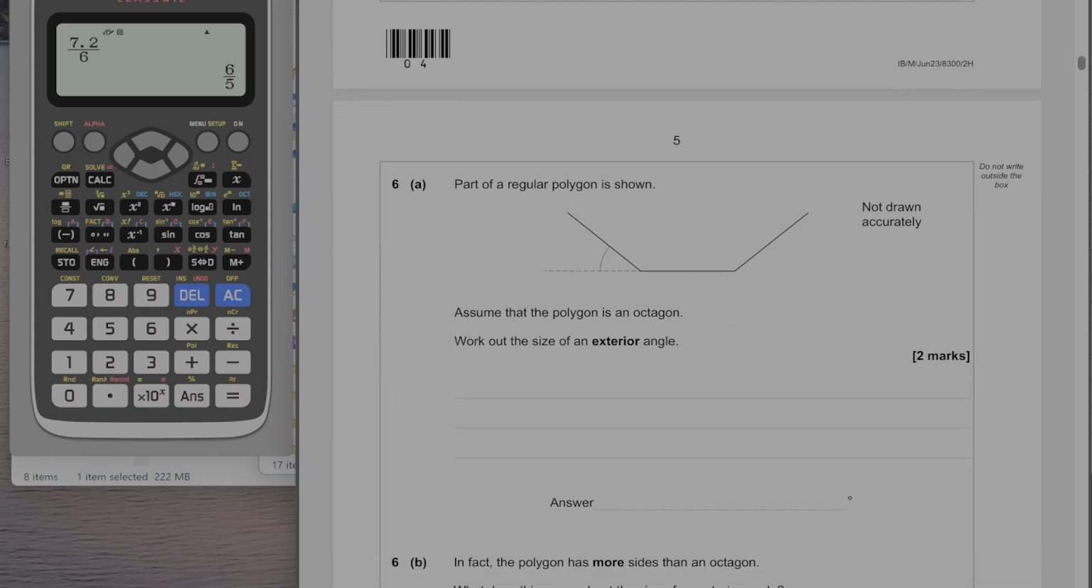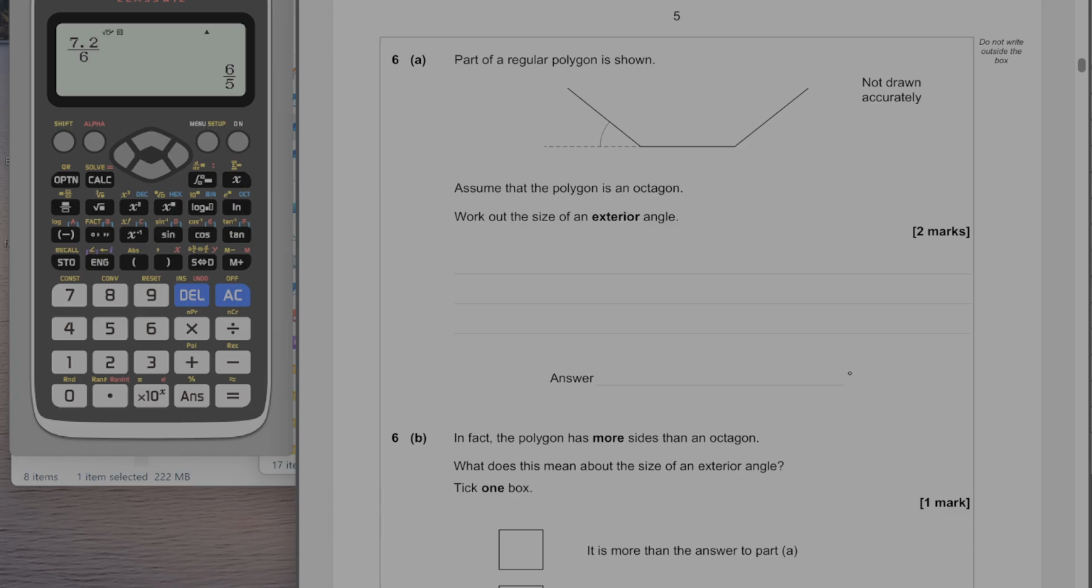Okay, question 6, part A. So, part of a regular polygon is shown. Assuming that the polygon is an octagon, work out the size of the exterior angle. So that's going to be 360 divided by the number of sides, which for an octagon would be 8. So divided by 8, which would give us 45 degrees.